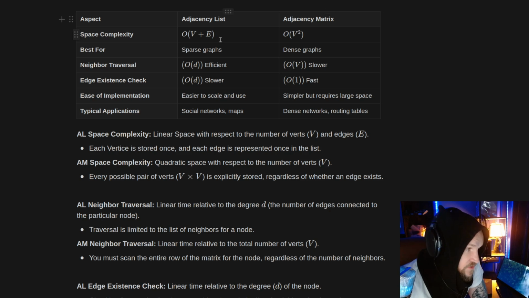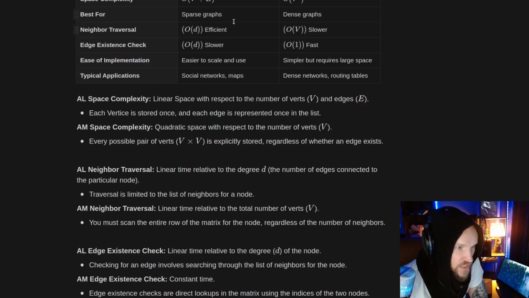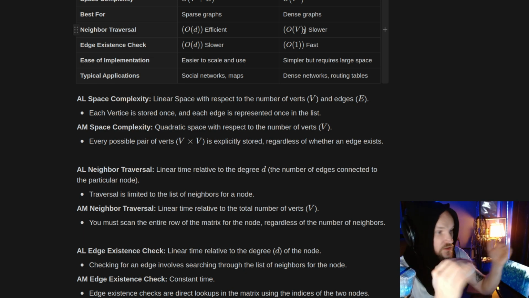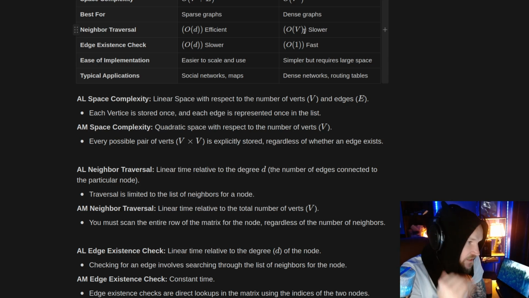In an adjacency matrix, everything is stored, regardless of whether an edge exists or not. And so, yeah, they're heavy. And then neighbor traversal: efficient versus slower, linear. Both of these are linear, but the thing about neighbor traversal in a matrix is that you have to look at an entire row. That's what I was talking about earlier about the layers. You have to traverse basically each row, right? And that can take time, especially if it's not a very dense graph.